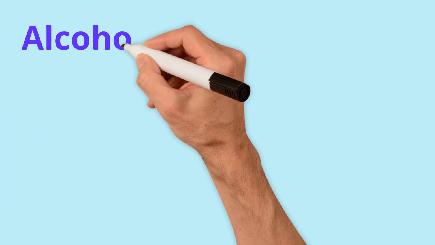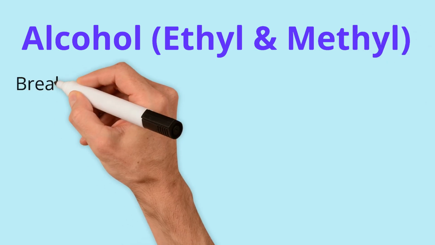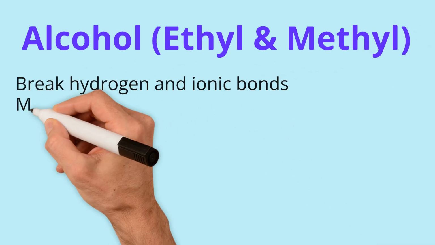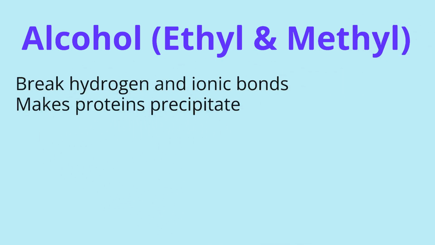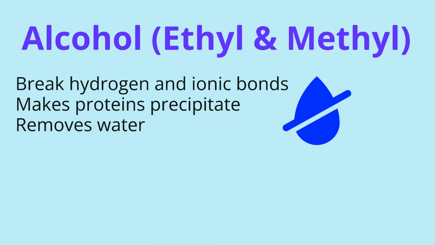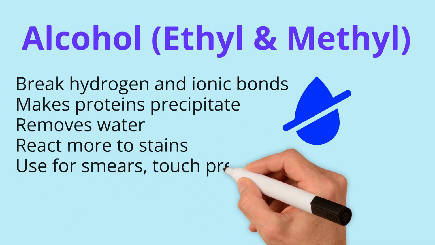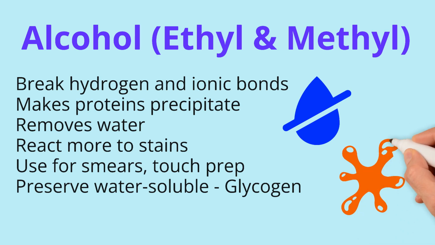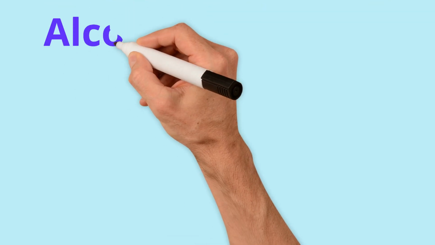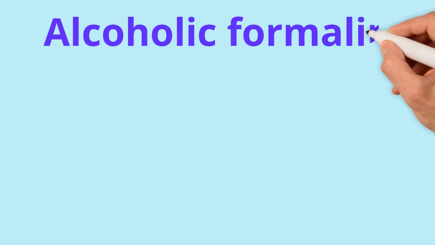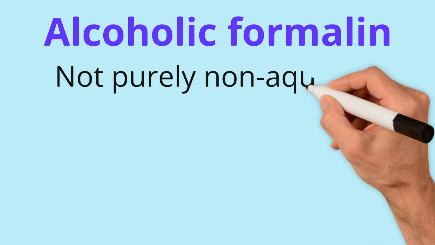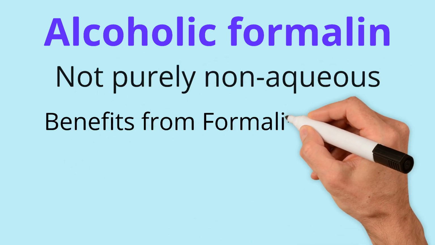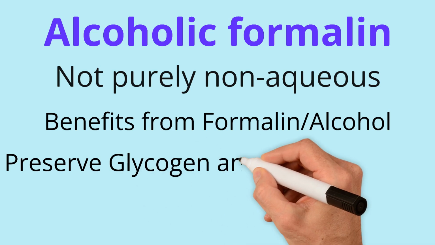Alcohol works by breaking hydrogen and ionic bonds, which makes protein precipitate and removes water. This makes tissue more reactive to stain. We often use alcohol for smears, touch preps, and when we need to preserve water-soluble elements like glycogen. There is also alcoholic formalin, not purely non-aqueous, but worth mentioning. It combines the benefits of formalin and alcohol, preserving glycogen really well while causing less shrinkage.